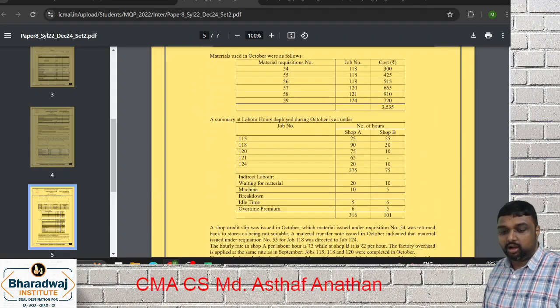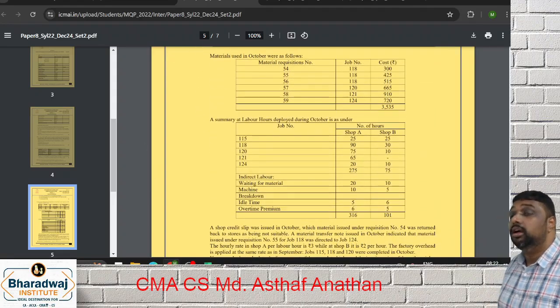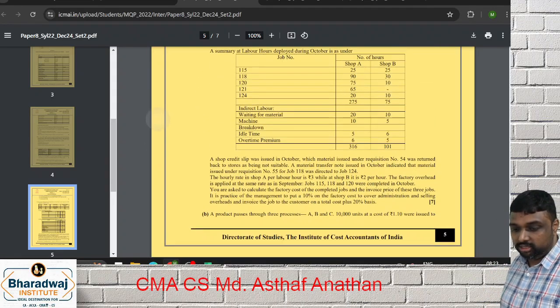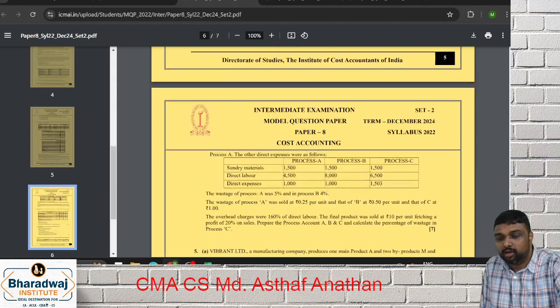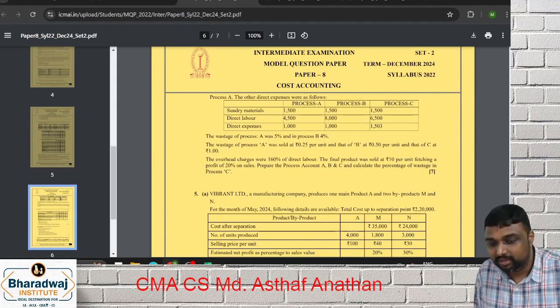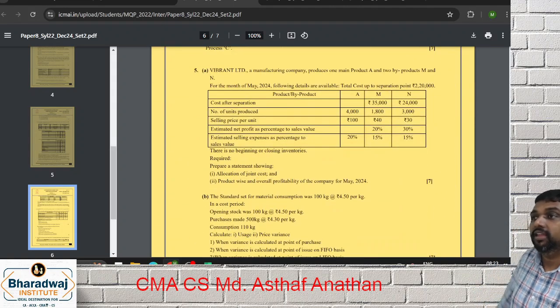So here comes one cost sheet question. This is a cost sheet question. Not cost sheet, job costing. It is a job costing question. From here onwards, our main area is process costing and integrated accounts. This, I told you, is very, very important.